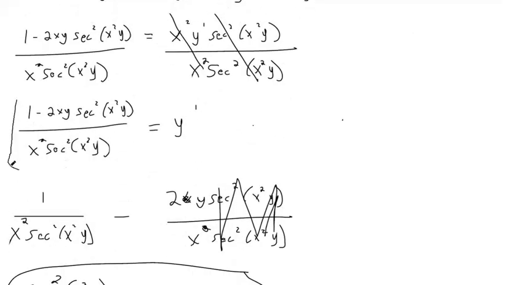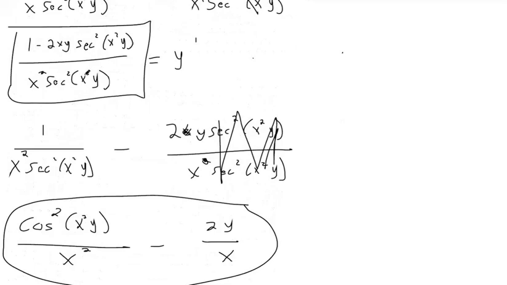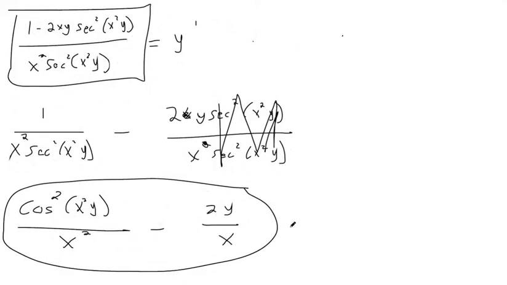Which one is more simplified? I don't know. I guess this one has one less trig function, so I guess the book's answer does look a bit better, but they're both algebraically equivalent.